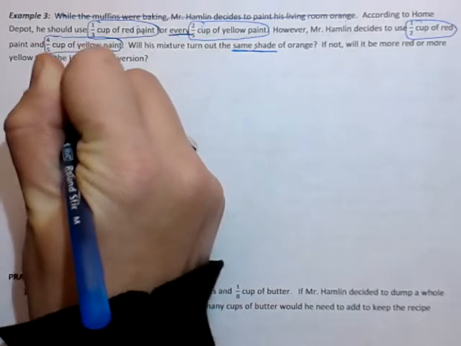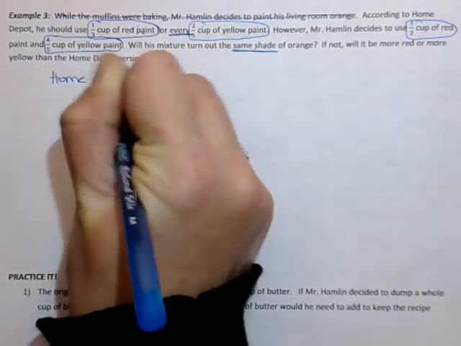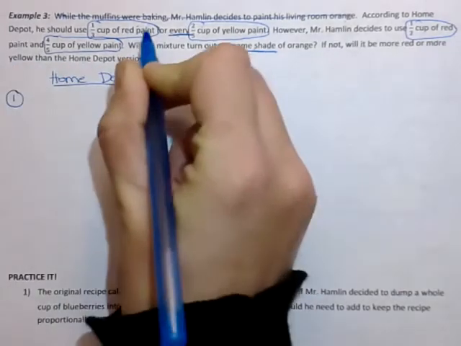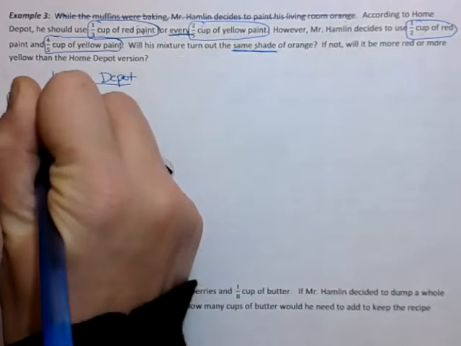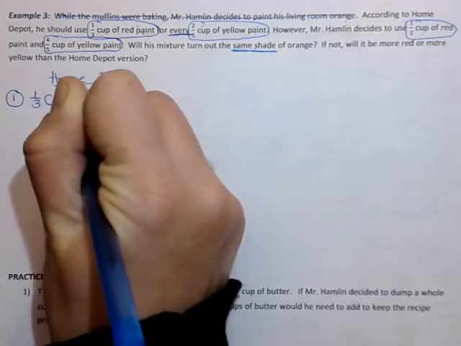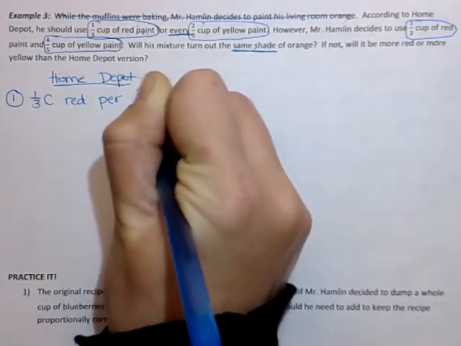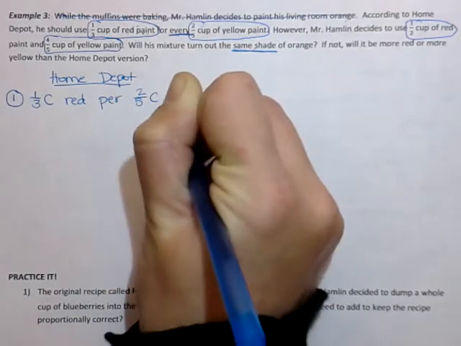So let's start with the Home Depot version. We're going to go through each of my steps. Step 1, I'm going to write the same information using "per." So I have 1/3 cup, C stands for cup, of red paint per 2/5 cup of yellow.